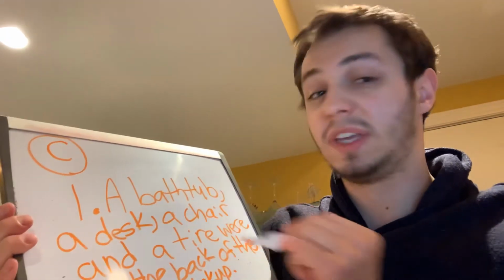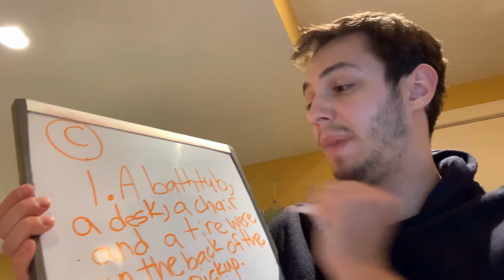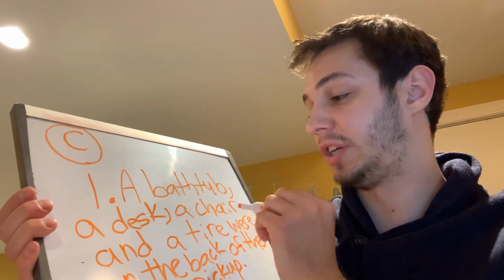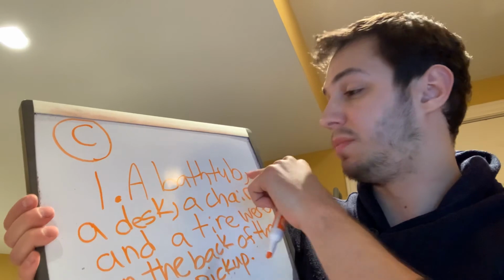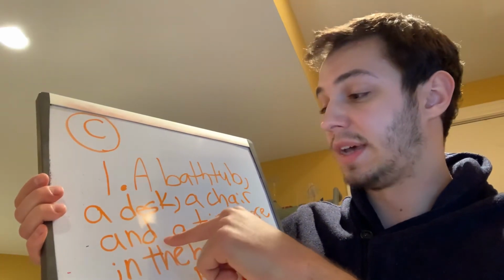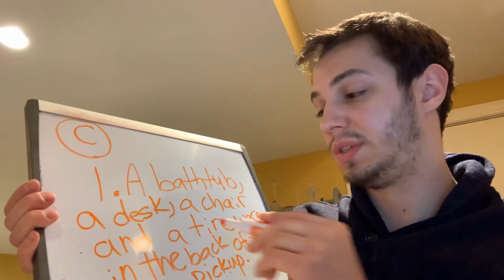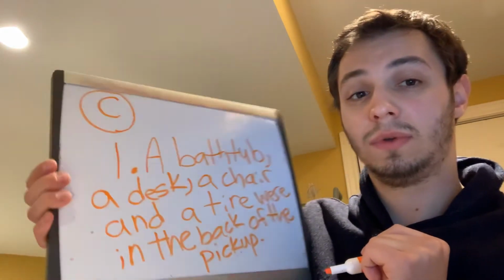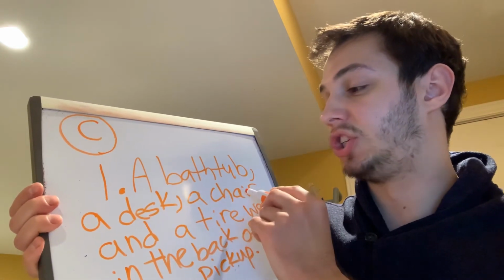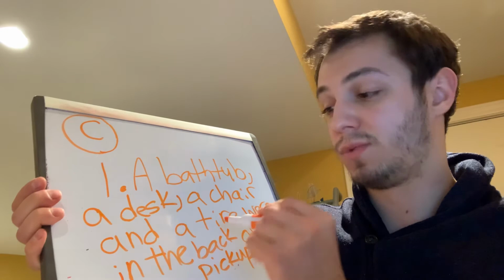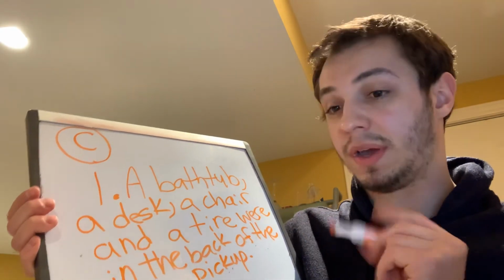Right, so I've done exactly what I was asked. I made sure to begin the sentence with the 4 items in the back of the pickup. I have a bathtub, a desk, a chair, and a tire. Between the other words, right, I used my commas, except at the end where I name the last item, which is a tire. So once again, I have a bathtub, comma, a desk, comma, a chair, and a tire. Remember, the word and will replace the comma. We're in the back of the pickup.